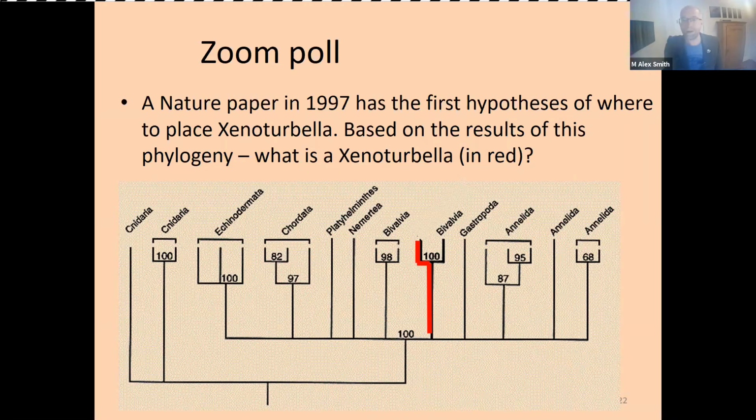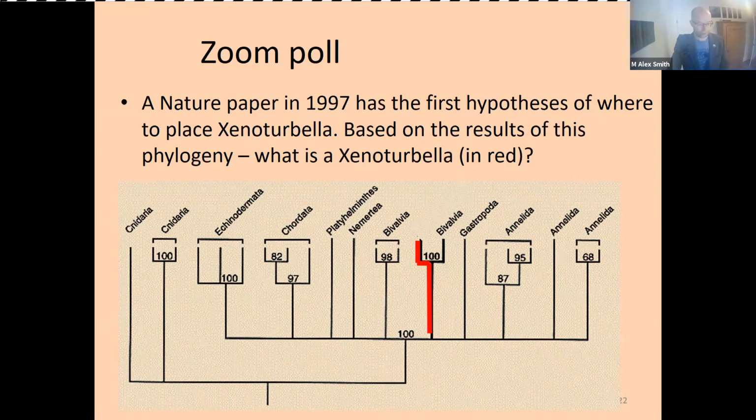All right, I see almost 50%, now more than 50% of you have voted. Let's see if we can get up to 75. Awesome. Let's take a look at those results.